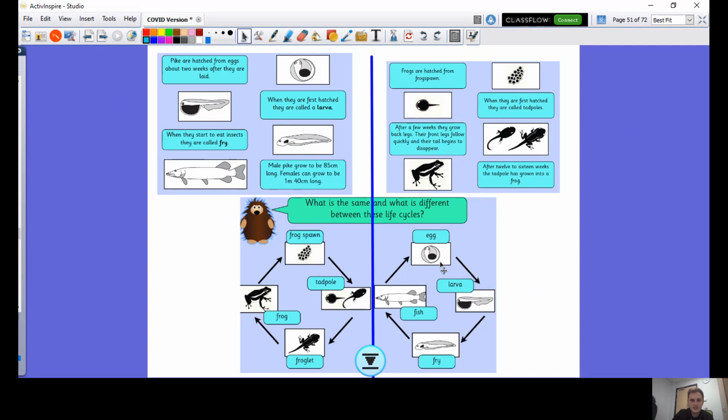Okay, let's look at this one now. This is the life cycle of a fish. This is a pike. So they will have an egg, and inside is the tiny baby pike. It will turn into a larvae, then it will turn into a fry, then it will turn into a fish, and the life cycle will repeat itself.